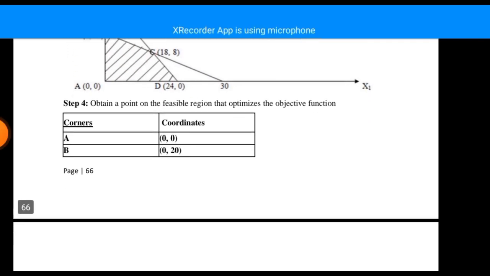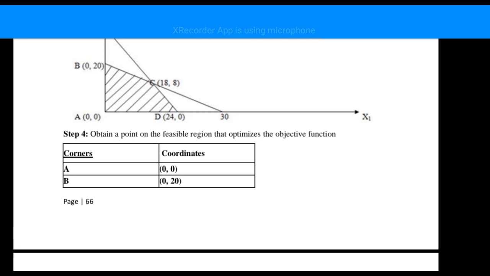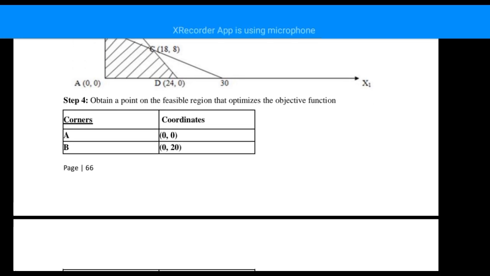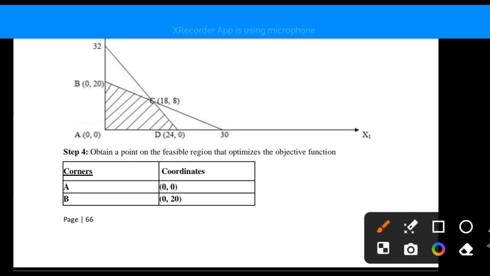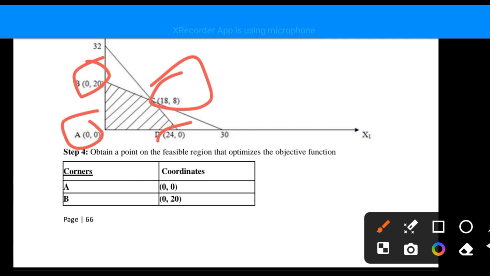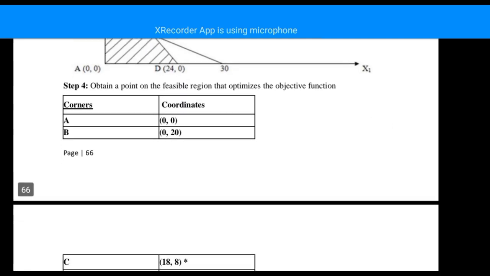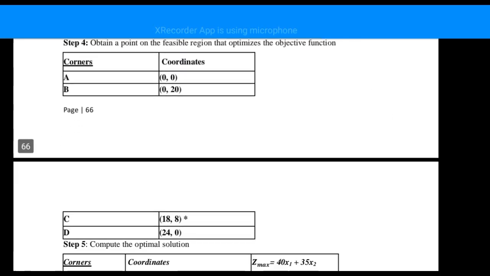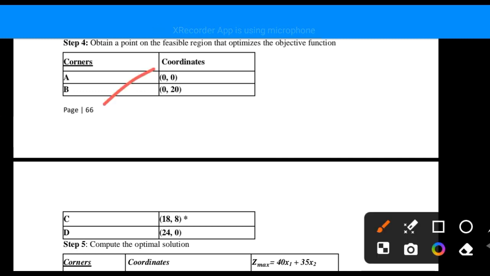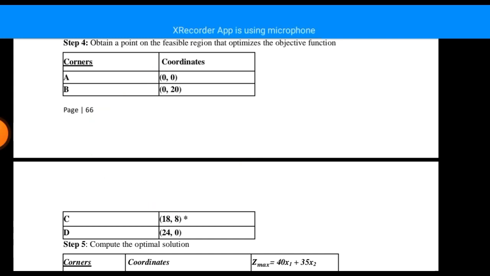And step 4, we gave the corner points A, B, C, D. Obtain a point on the feasible region that optimizes the objective function. The four corner points are obtained from the feasible region. Then the next step is to compute the optimal solution.